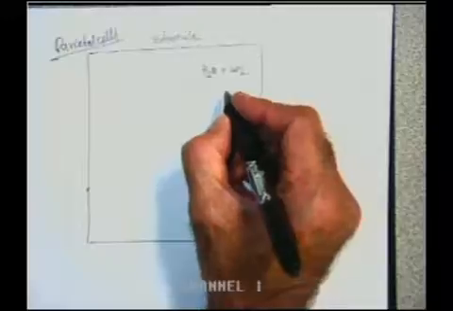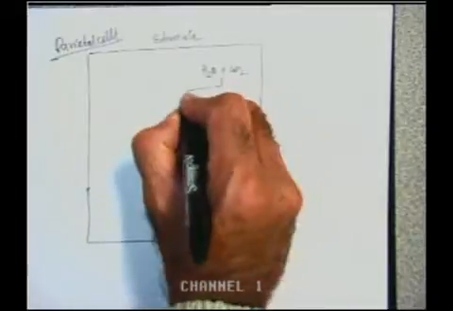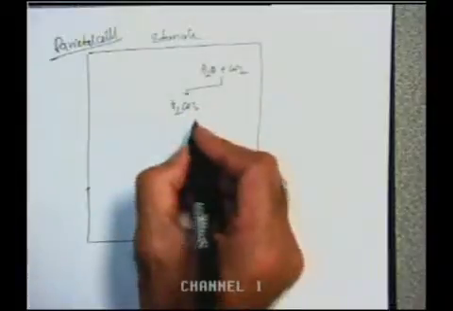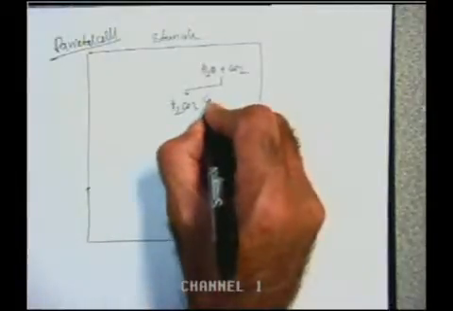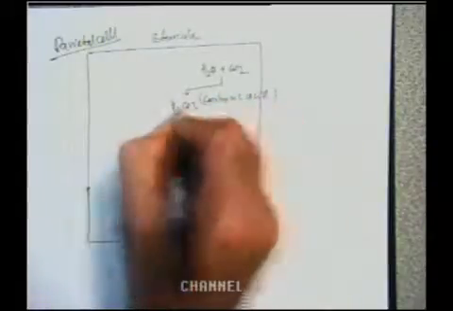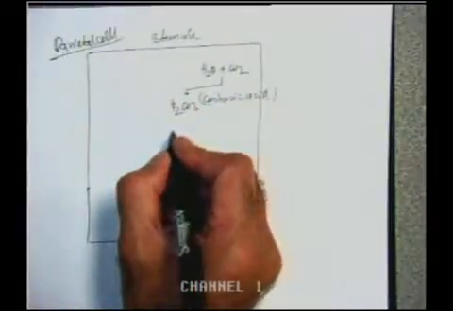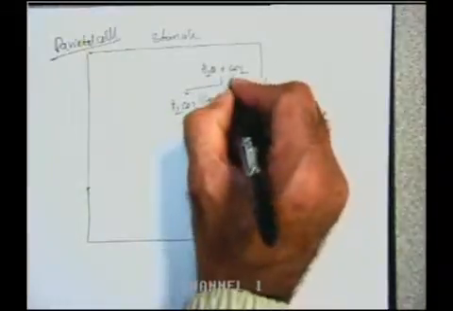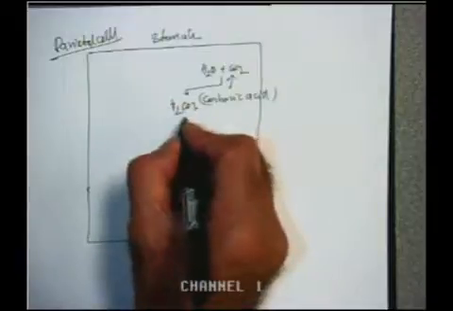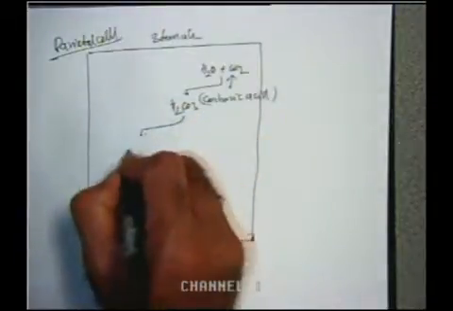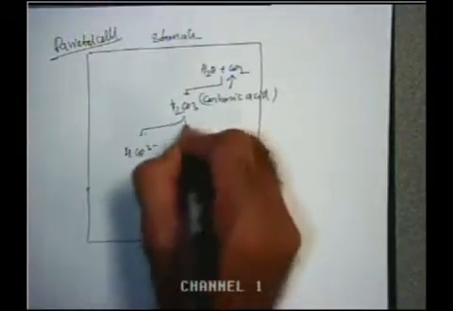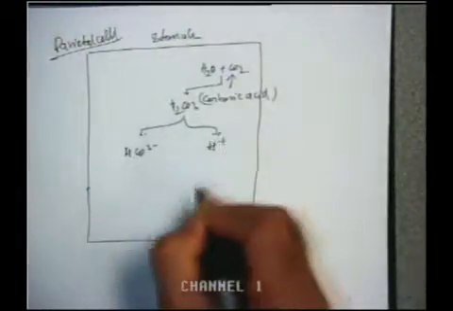Here it will form H2CO3, carbonic acid. It is called carbonic acid, H2CO3. This is very unstable. It can either go back directly, or it can disintegrate to HCO3 minus, that is a bicarbonate ion, and H plus, that's another proton.